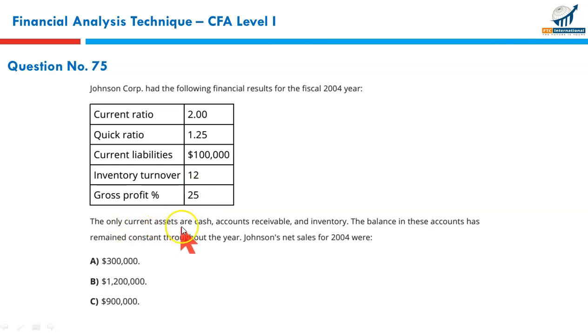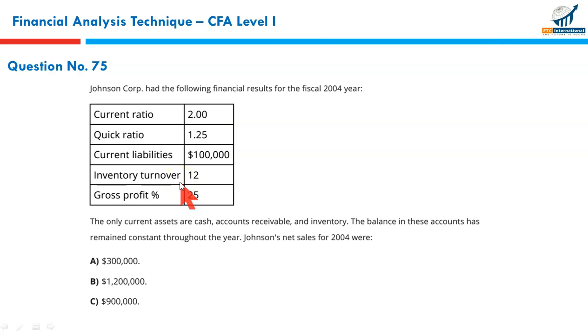The only current assets are cash, account receivables, and your stock. It's a good question. I would say a lovely question indeed. When I say a lovely question, you should keep the average of 4 minutes for that question. It will take time. The balance in these accounts has remained constant throughout the year. Johnson's net sales for the year were, we need to find net sales, and we have been given a plethora of information and we don't know what to do with this.